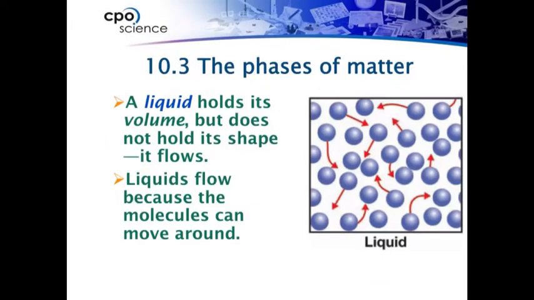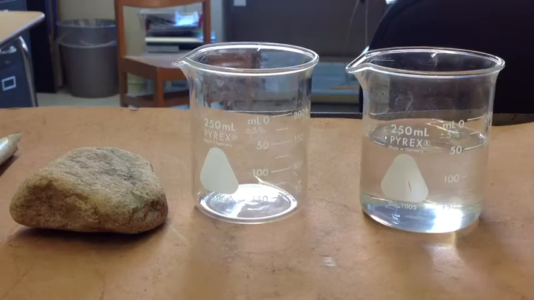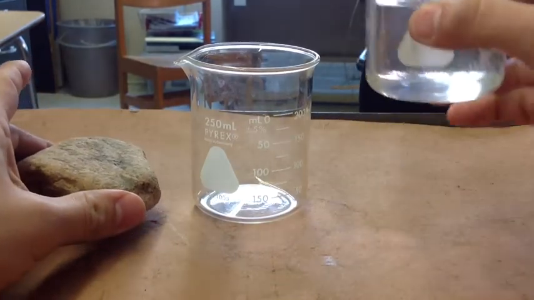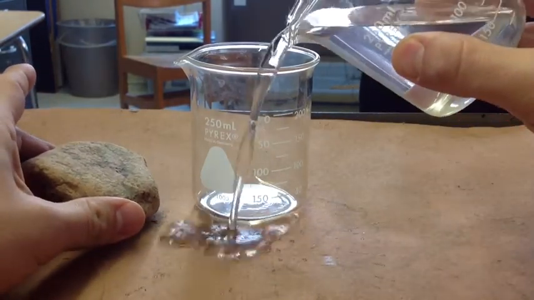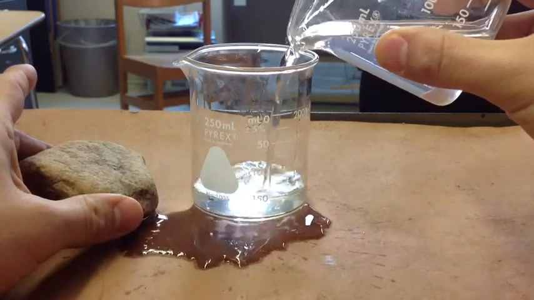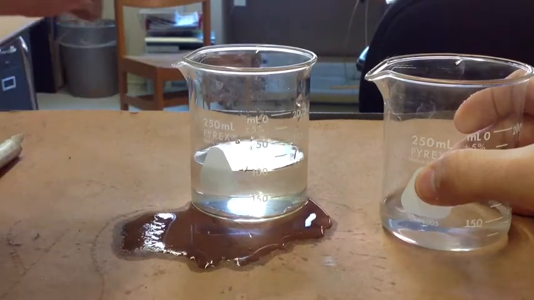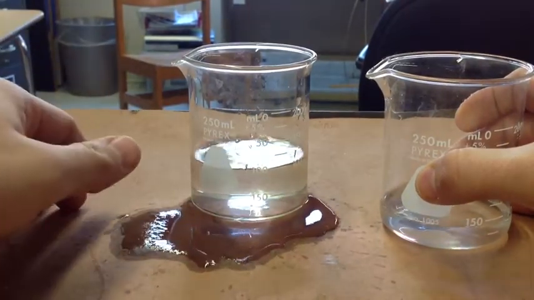Liquids don't have bonds, so the molecules are free to move around as they please. They are able to flow. So what does it mean to flow? On the right, I have some liquid water, and on the left, I have a solid rock. How about you guys tell me what you think flowing means? Take a look at the liquid water. I missed. And what about the solid rock? I don't think that flowed very well.